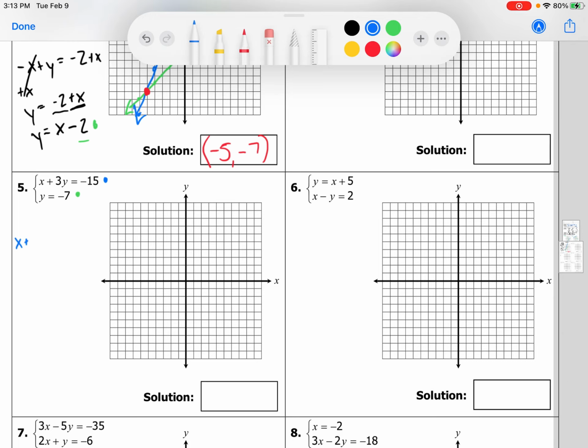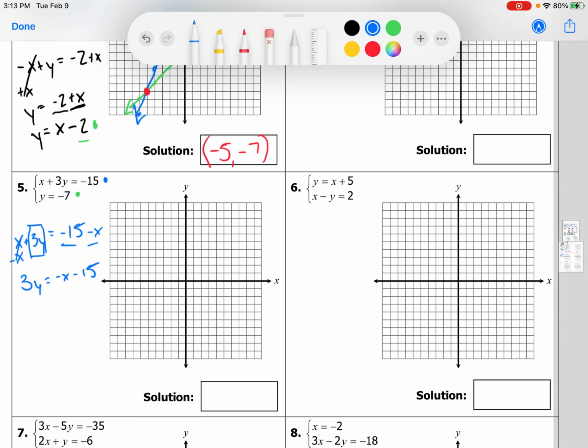So I have x plus 3y equals -15. And once again, I need this y all by itself on the left. So I'm going to get rid of this positive x by subtracting x from both sides. And I see we have a -15 and a -x now on the right. So I'm just going to go ahead and flip those just for ease and comfort. So I'm left with 3y equals -x minus 15.